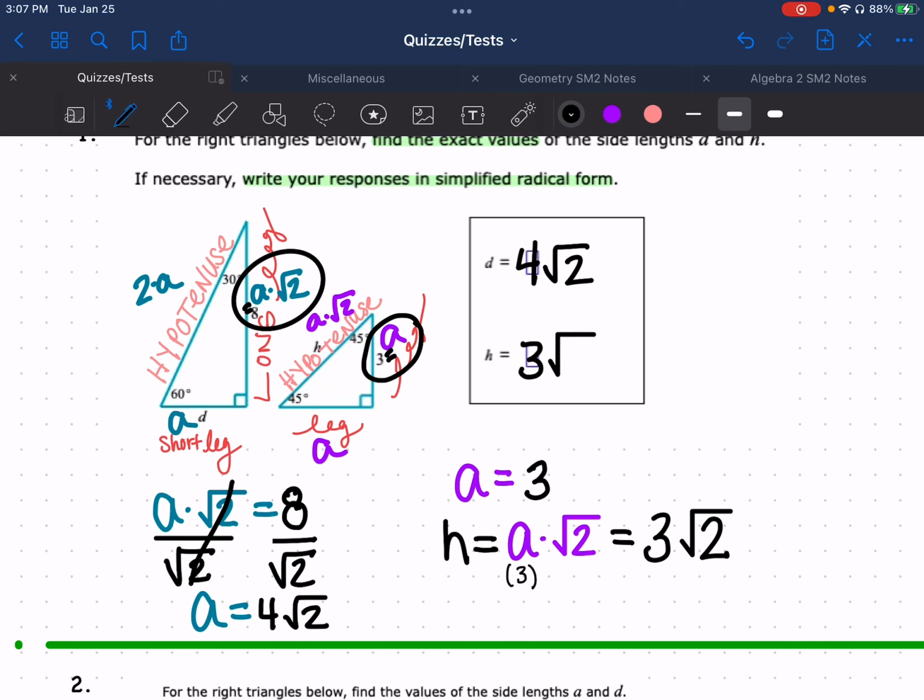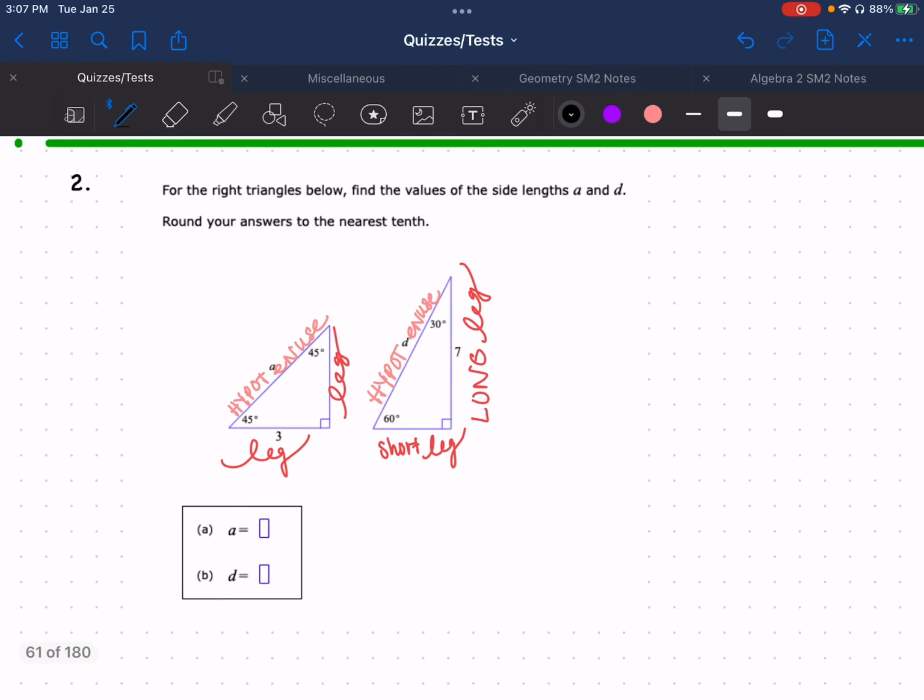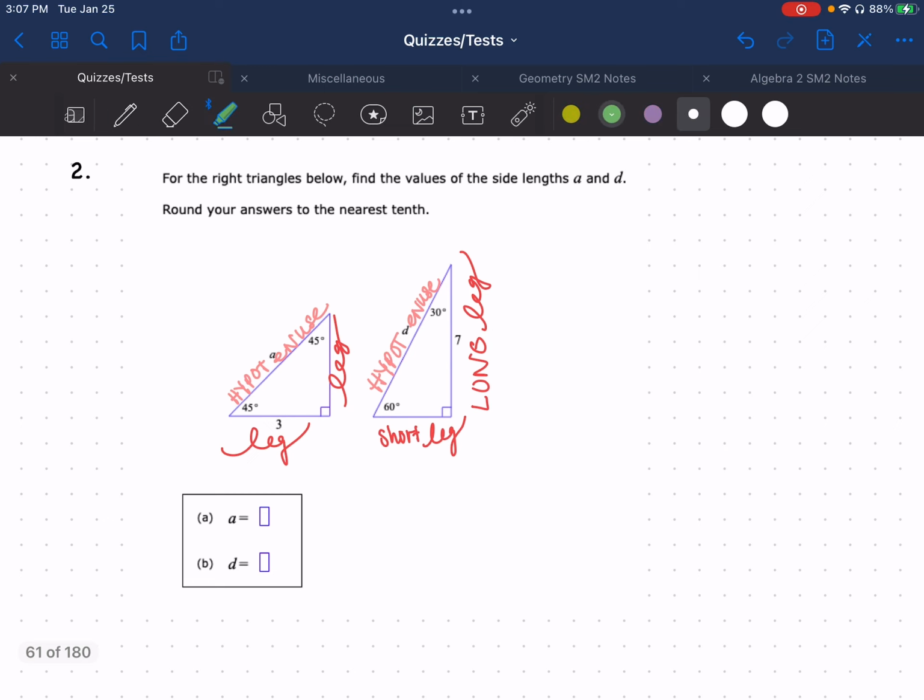So don't forget for question number 1, do not hit the SD button. You will get it counted wrong. All right, let's go ahead and take a look at question number 2. Now look, in question number 2, it says round your answer to the nearest tenth. So for this one, I do want to hit the SD button, and I do want to make sure that I use my decimal.